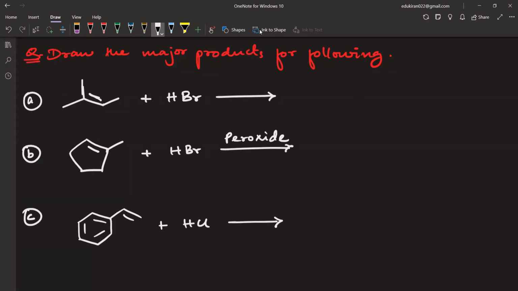See, the only thing you have to do is see whether you have peroxide or you don't have any peroxide. So first, tell me, is this alkene symmetrical or unsymmetrical? It is so easy to identify: just draw a line across the double bond. Symmetrical or unsymmetrical? What do you think? Unsymmetrical, right?